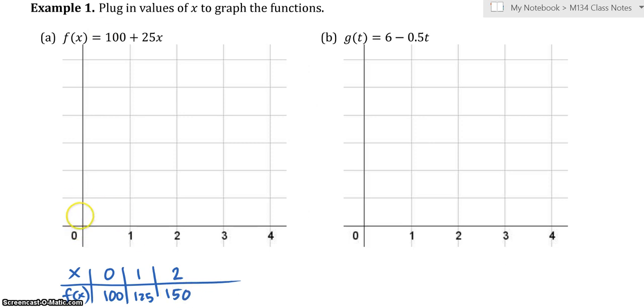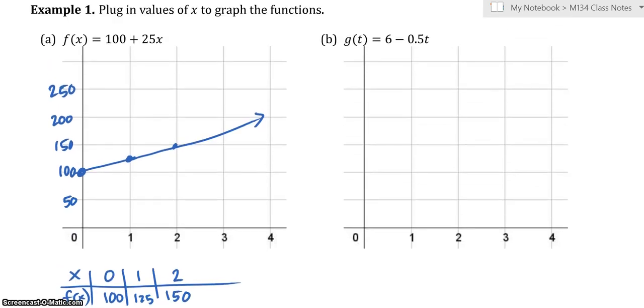And I can plot those points. Let's label these. I'm going to go ahead and count by 50. You could do whatever you want there. But 0 we know is 100. 1 we know is 125, so it's halfway in between. 2 is 150. That's better, because I know it's a line. If you get a ruler, you can get a nice looking line out of that.